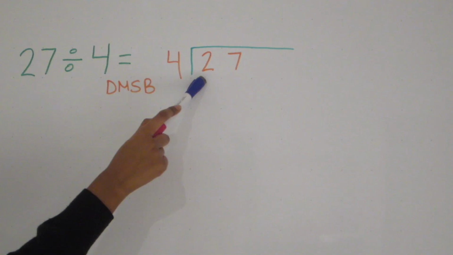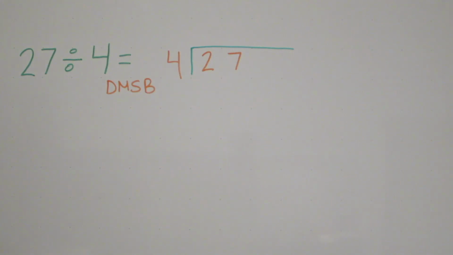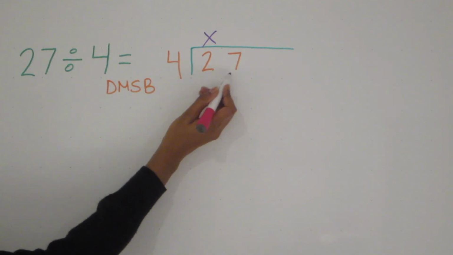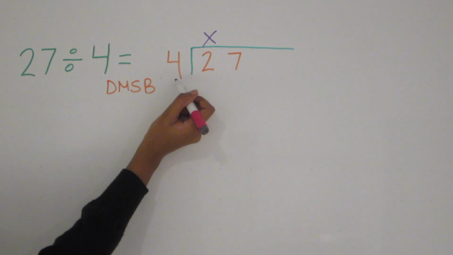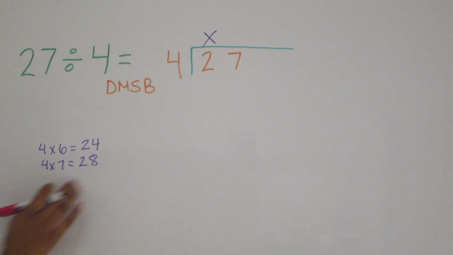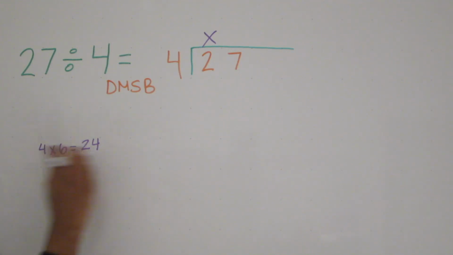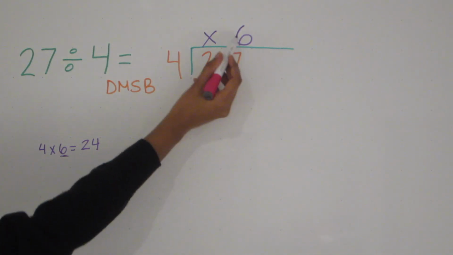So we're going to start with the 2. 2 divided by 4. How many times can 4 go into 2? We're going to place an X on top because 4 can't go into 2. So now we're going to work with 27. So what is 27 divided by 4? How many times can 4 go into 27? So 4 times 6 is 24, and 4 times 7 is 28. 28 is too high. So 4 can go into 27 6 times. So we're going to write a 6 up there.